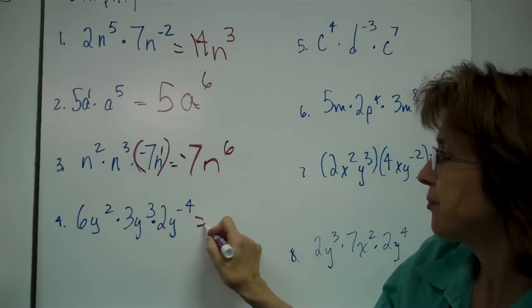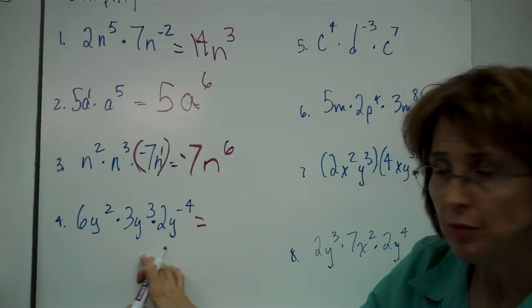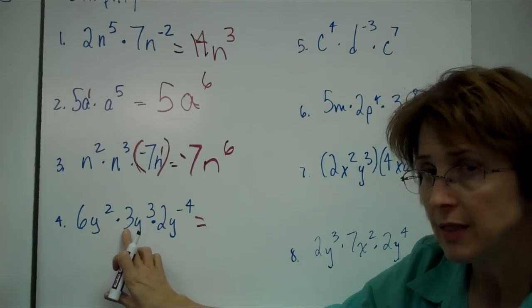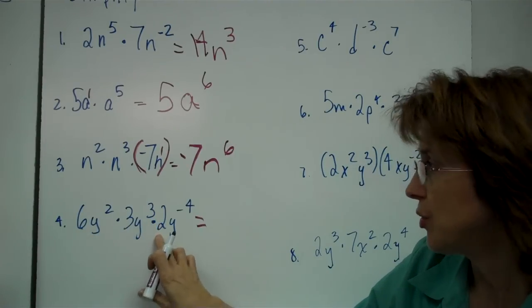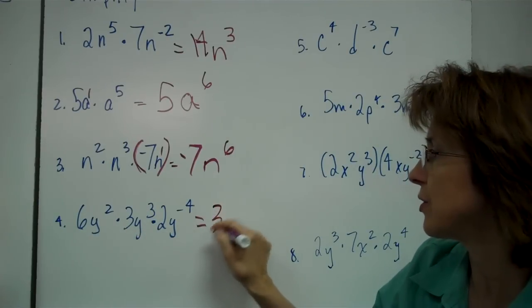All right, here, got a lot of things going on. I got 3 coefficients, and they're all being multiplied. So it's 6 times 3 is 18. 18 times 2 is 36. Or you could go 3 times 2 is 6, and 6 times 6 is 36.